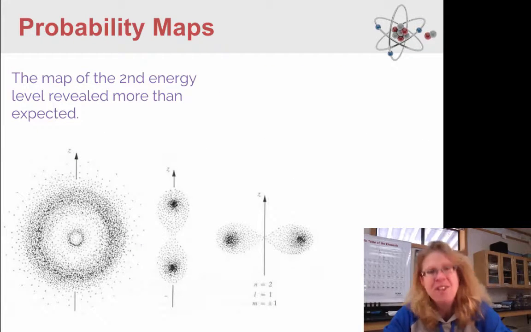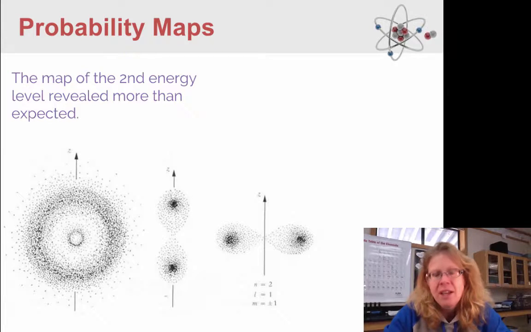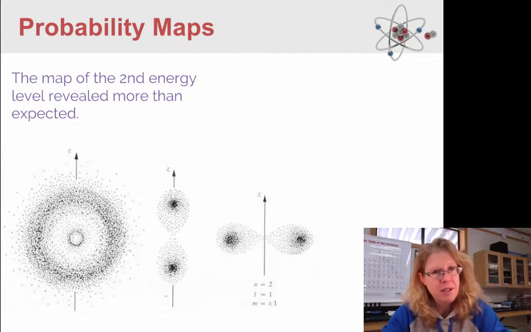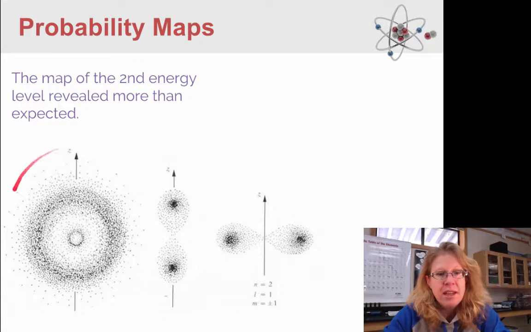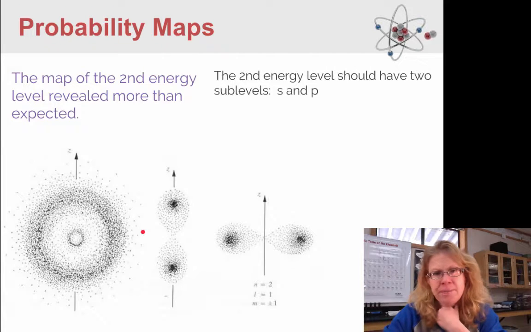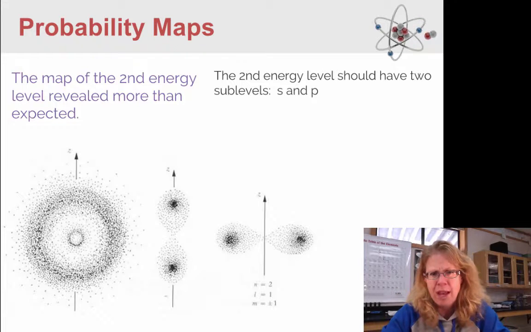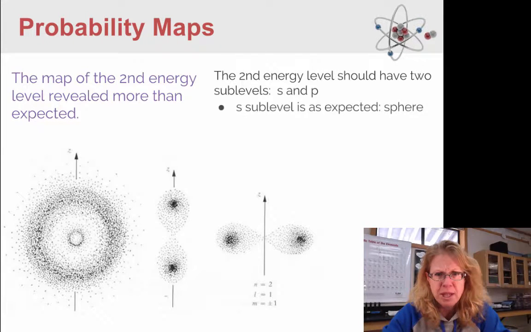This is what the second energy level looks like when we start to break it apart. And here you can start to see that idea of an energy level and a sublevel. This picture on the left here is still that kind of sphere shape. But these pictures on the right, definitely not sphere shape. There's just something funky going on over here. We knew that there were two sublevels, S and P, but yet when we do the map, we get something more than that. We get a couple of different pictures, so that's kind of weird.